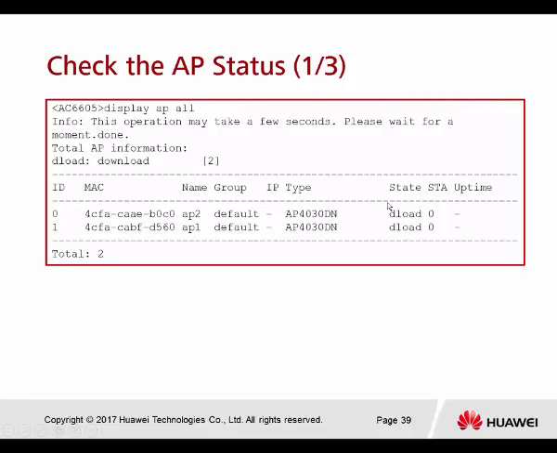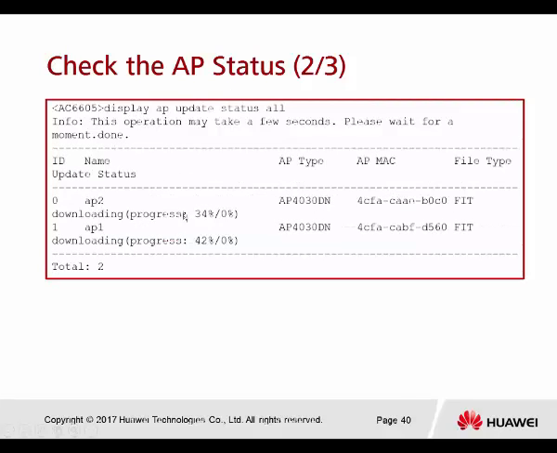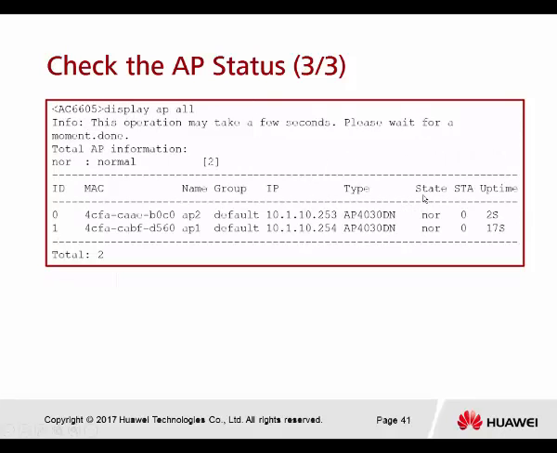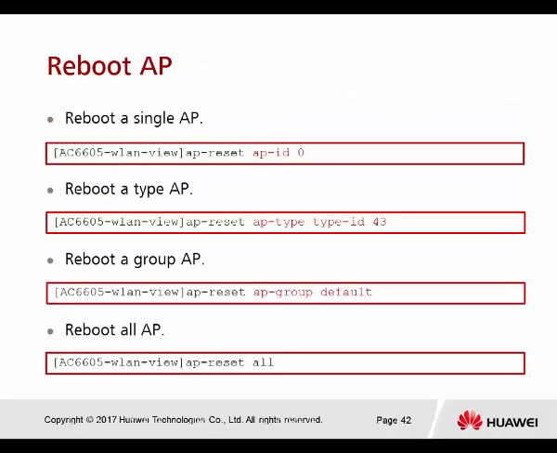Why does it stand for download? Because right now the AP is downloading the system software from the FTP server or maybe from our controller. So when you're doing the display, you notice right now they're actually in the progress of downloading. Only when it has fully downloaded all the system software can you check your AP status again and see it back to normal.